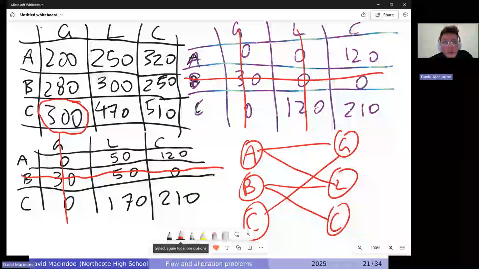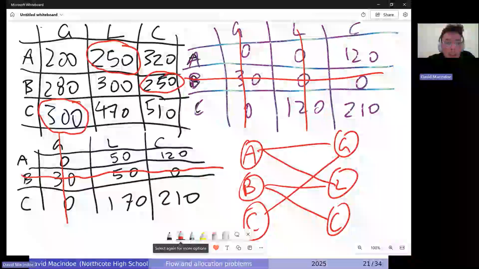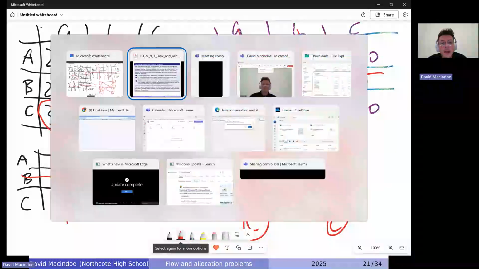Next, well, A is only connected to G and L, so A will buy L, and B will buy C. So overall, our people here are paying, what, 500 plus 300, 800 overall. That's the cheapest they can get. And yeah, we've done that allocation.